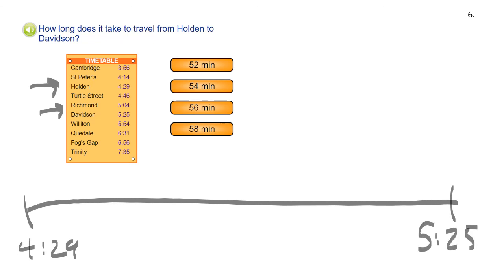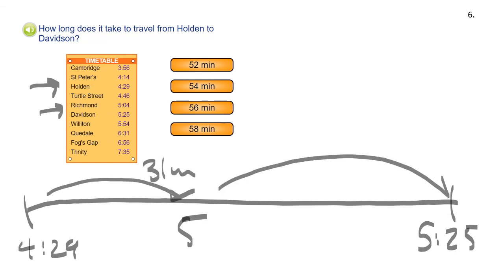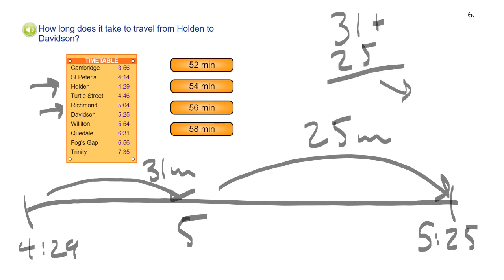And now it's just a timeline again, isn't it? I'm not very smart. I can't jump that far all at once. I'm going to go from 4:29 all the way to 5, which is 31 minutes. Then I'm going to go from 5 o'clock all the way to 5:25, which is 25 minutes. And so that's 31 plus 25, which equals 56 minutes. And I wonder if you got 56 minutes.